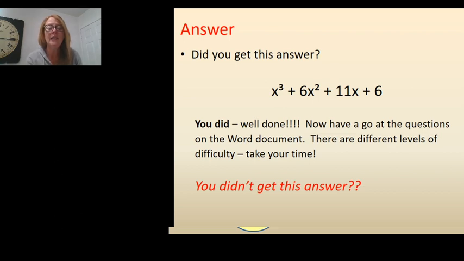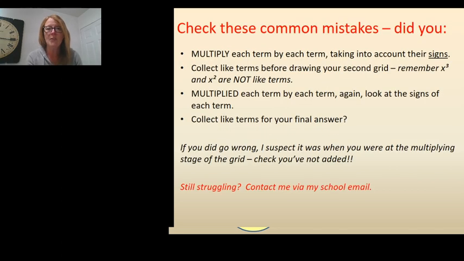Okay, now, if you didn't get this answer, there's a couple of things I want to point out to you that you might have slipped up with, because this topic, there's a couple of things you can go wrong with. Okay, so some common mistakes for this topic. Make sure you've multiplied, not added, each of the terms by each term, but you must remember to look at their signs. Make sure you've collected your like terms before you draw the second grid, and remember x cubed isn't a like term to x squared, and that's not a like term to x.